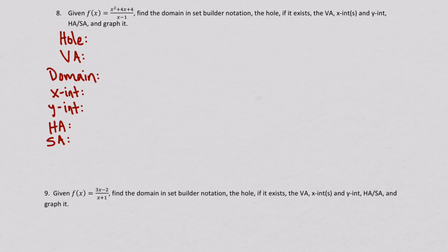Alright, let's do it again. Number 8. Very similar, except this was a little different because it will not have a horizontal asymptote. It will have a slant asymptote. So I want to make sure I show you guys how to do that.